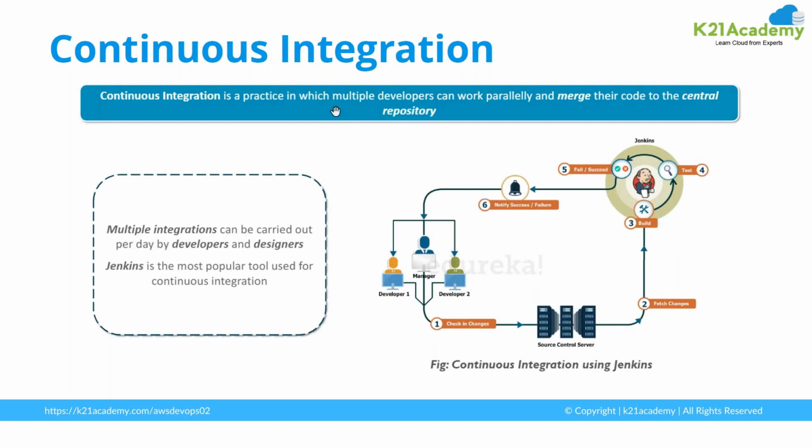Next one is continuous integration. It's a practice where multiple developers can work in parallel and merge their code to the central repository. So here building your code and merging your code to a central repository is also done by continuous integration. Multiple integrations can be carried out per day by developers and designers, as I said. And Jenkins is the most popular tool used for continuous integration. I'm sure if you have worked on a DevOps team, you will be seeing Jenkins software. You will be working on a Jenkins tool.